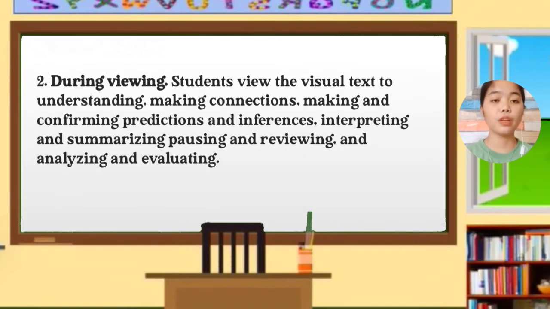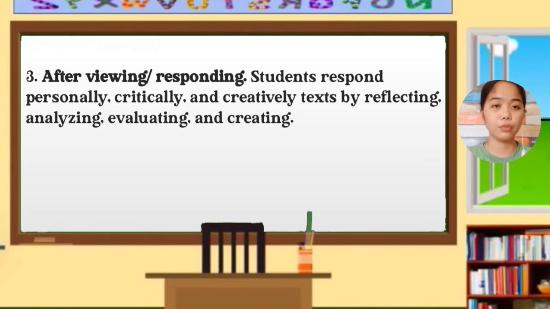Number 2, during viewing. During viewing, students view the visual text to understand, making connections, making and confirming predictions and inferences, interpreting and summarizing, pausing and reviewing, and analyzing and evaluating. The last one is after viewing or responding. Students respond personally, critically, and creatively to the text by reflecting, analyzing, evaluating, and creating.